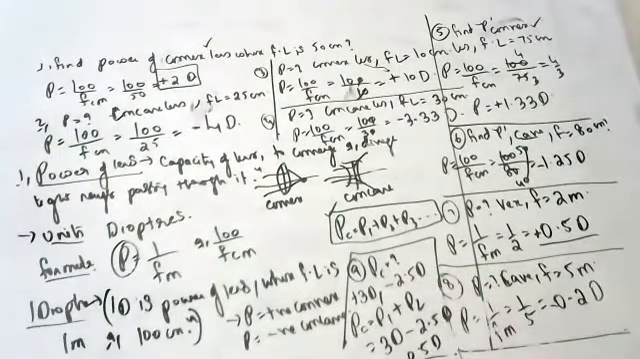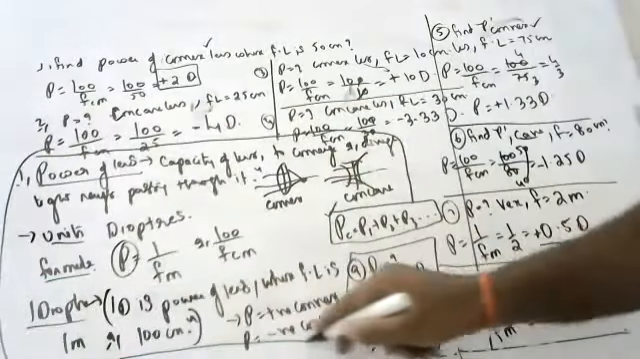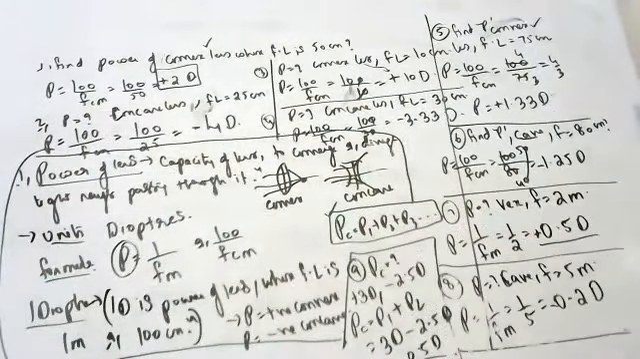So children, what is the power definition? Anyone, children? Capacity of a lens to converge or diverge light rays passing through it. The unit is diopters. Formula is P is equal to 1 by f in meters or 100 by f in centimeters. 1 diopter is the power of a lens whose focal length is 1 meter or 100 centimeters.